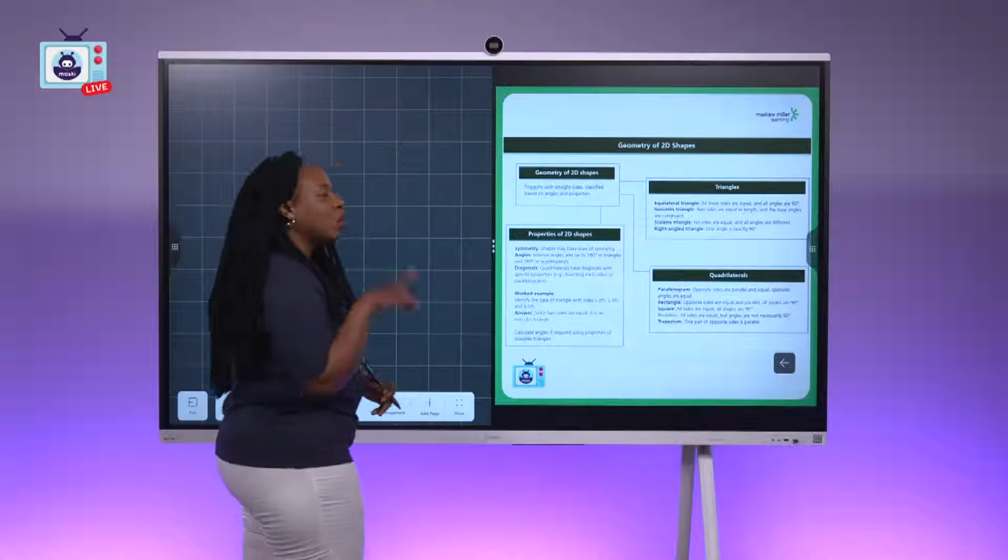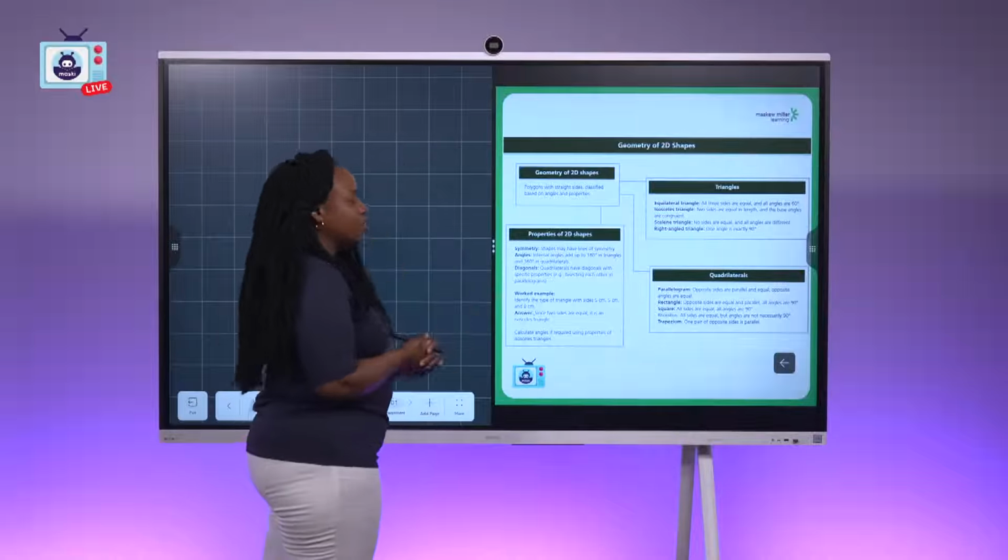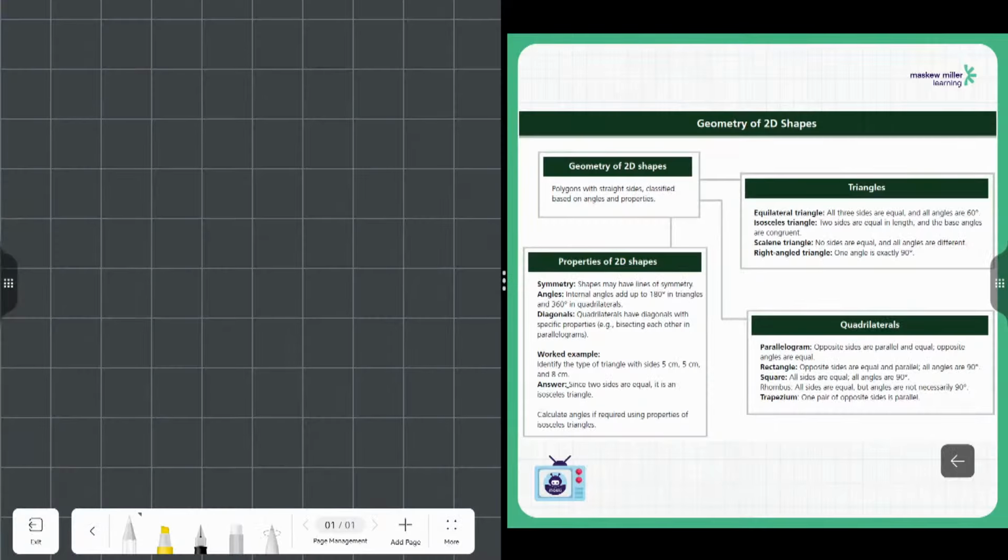Okay, so let's do a quick recap and summary. With this, we are trying to say you have seen them before, but perhaps you've forgotten the definitions, right? So geometry of 2D shape is simply just a polygon. A polygon is just a shape that has straight sides, and it's classified based on angles and particular properties, which is what we are going to do the whole of today's lesson.